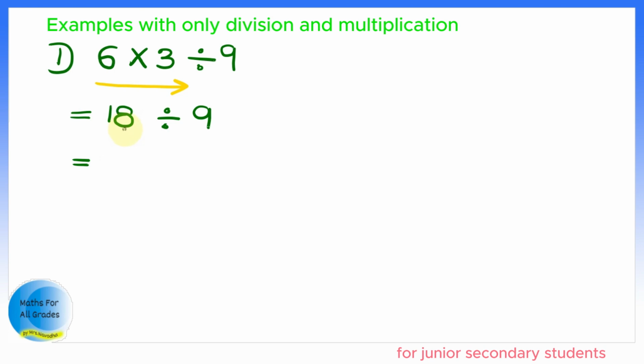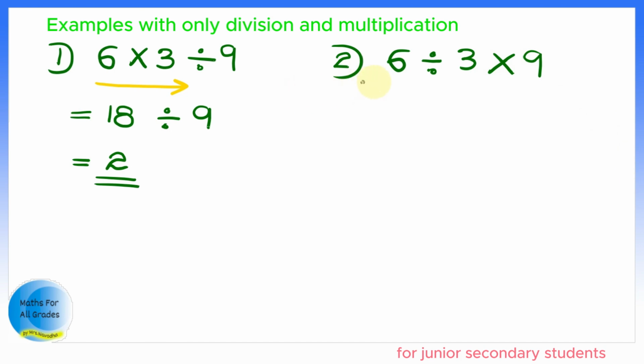Now divide 18 by 9. Answer is 2. Okay, for the next question, I'm using the same whole numbers 6, 3 and 9. But this time division comes on the left side and the multiplication comes on the right side. Now where are we going to start this question?